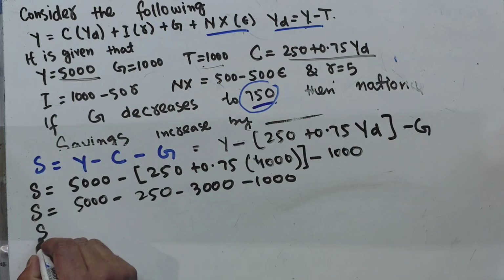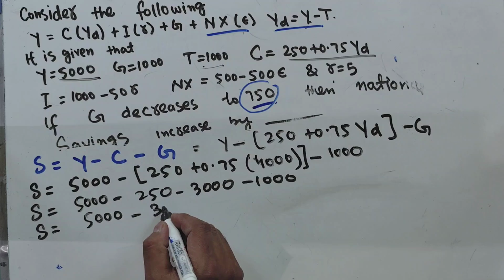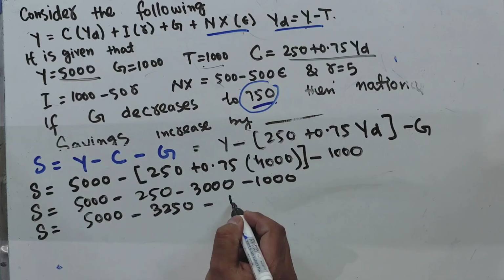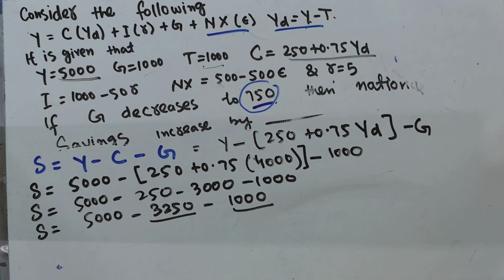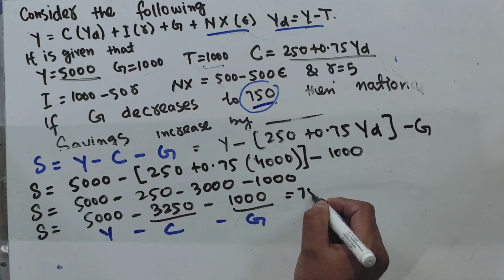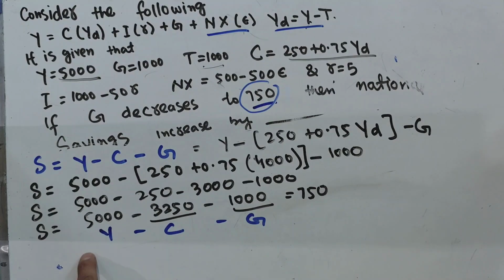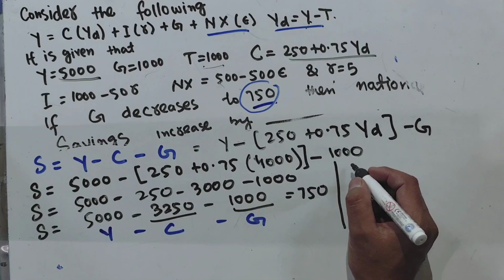Okay, so national savings will be equal to 5,000 minus 3250, and this minus 1,000. Why have I written this? Because this is our consumption part, and this is our expenditure part. So this is our income minus consumption minus government spending. So it comes out to be 750. Okay, so 5,000 minus 1,000 is 4,000, minus 3250, we get 750. Now this is our initial savings. Now what will be the new national savings?